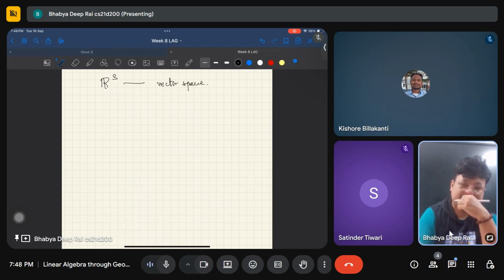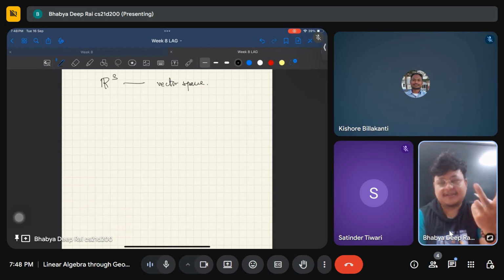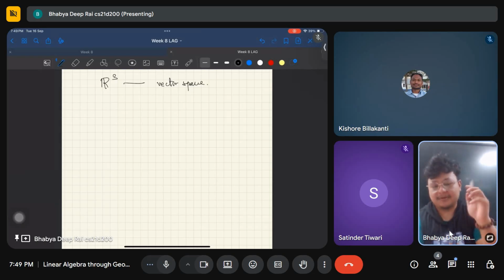This is a vector space over reals. I hope you agree. Because if I take any 2 vectors in R cube, their sum will be in R cube. If I take a real scalar and multiply it with a vector in R cube, I'll get another vector in R cube. So it's closed. And let's look at the additive identity. The 0 vector will be contained in R cube. Right? So this is a vector space.